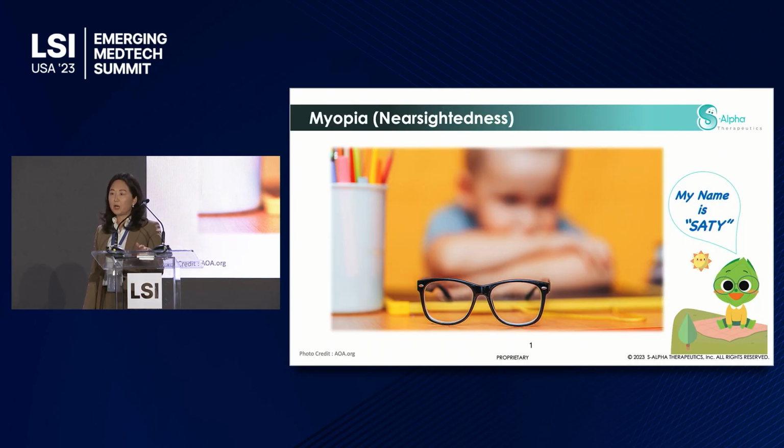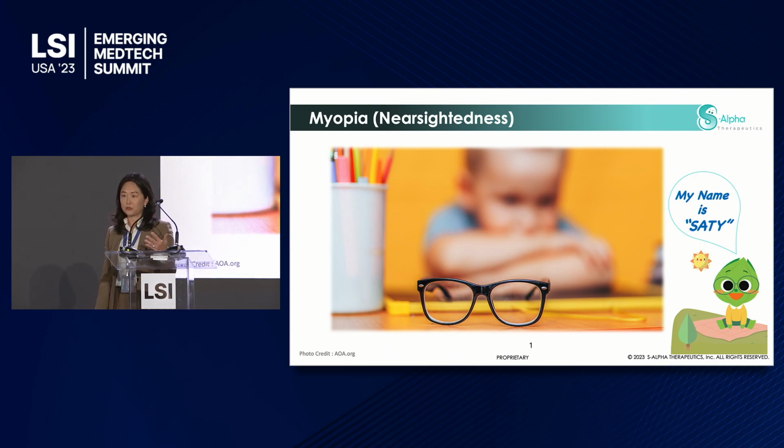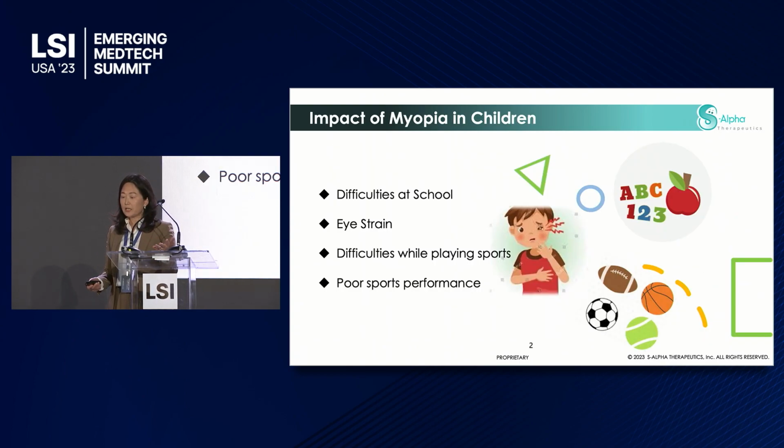All of you here probably know a child who is nearsighted, which is also called myopia. Myopia is a very common eye disease where you have blurred distant vision. When a child has myopia, it can really cause struggles at school because they have difficulty reading the boards in the classroom. It can also affect the children's performance in sports as well.